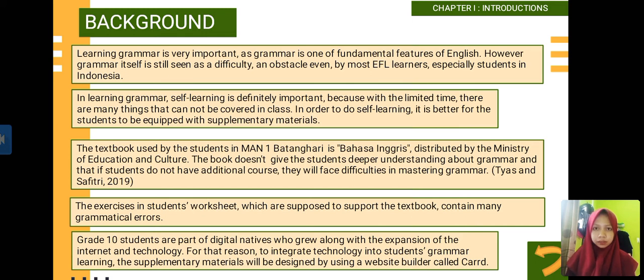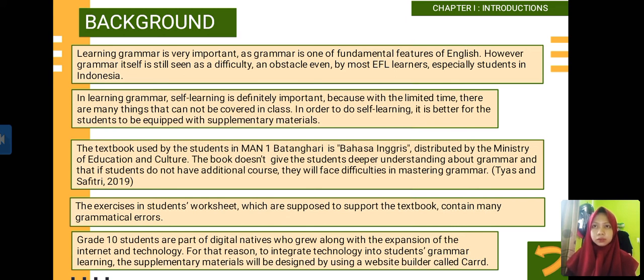Tias and Savitri in 2019 published an analysis of this textbook and said that this textbook does not give students deeper understanding about grammar, and that if students do not join additional course, they will face difficulties in mastering grammar. They also said that this textbook does not teach grammar in systematic orders, and that there is a lack of authentic materials with various contexts in the textbook.